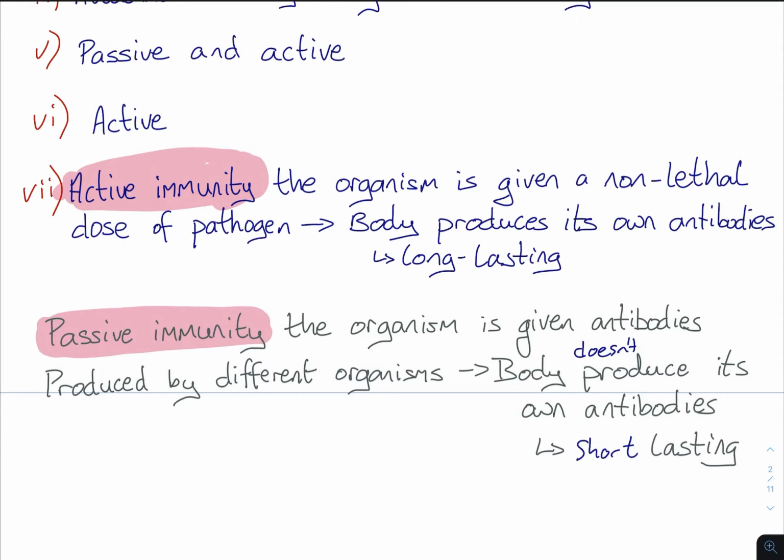Active immunity, the body produces its own antibodies. Passive immunity, the body doesn't produce its own antibodies. It is given them by a different organism. Okay, moving on.